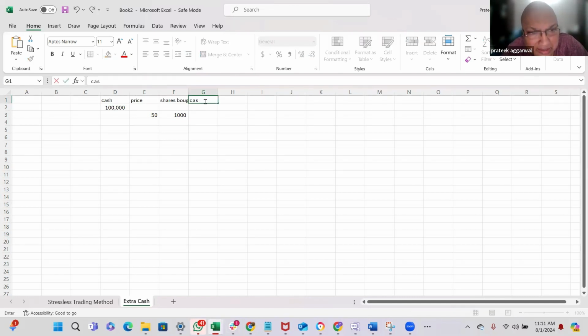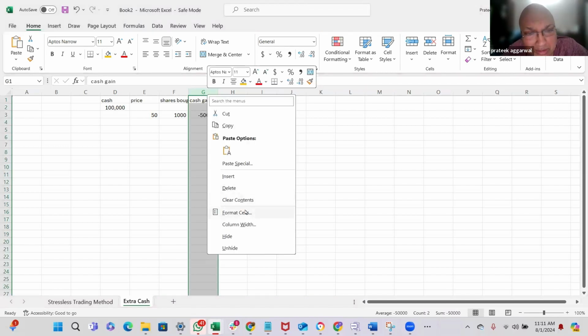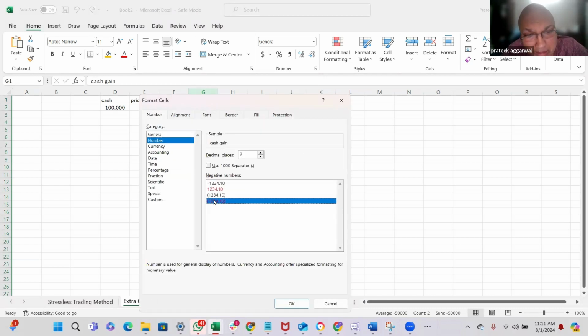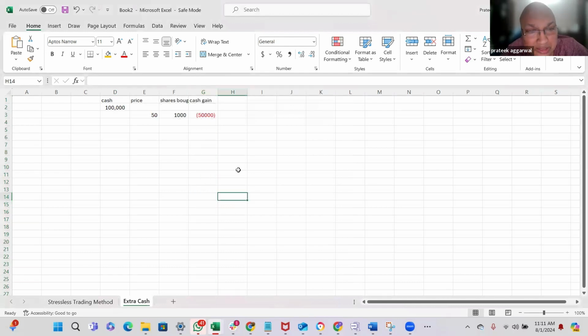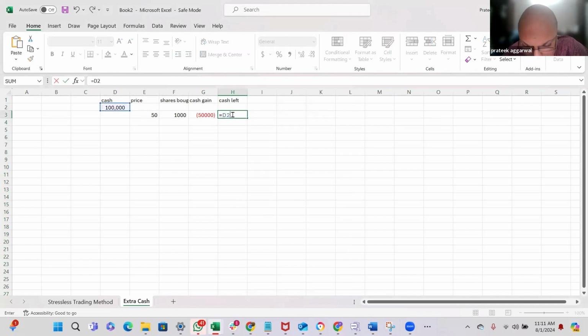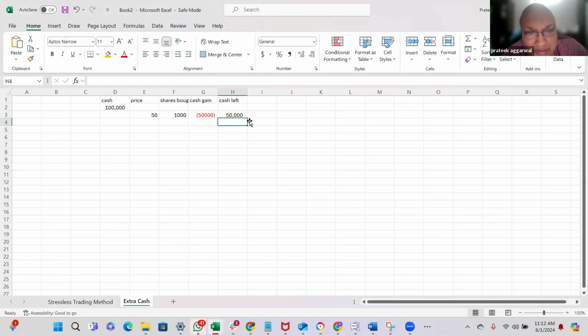So now our cash gain, again, just like we calculated last time, will be equal to minus EC multiplied by X. So we'll end up spending $50,000. Again, for sanity, let us make sure everything is as visual as possible. So this $50,000 has been spent. So now we can calculate our cash left, which is nothing but our initial cash, which we started from, which is D2, plus G3. So now I have $50,000 left in my account.